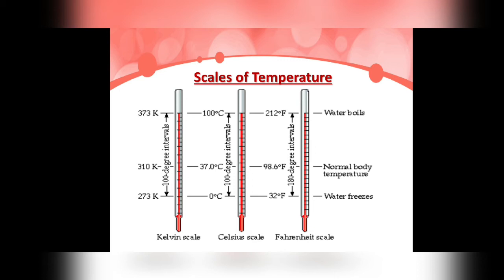Then the normal body temperature: if we are having a Kelvin scale thermometer, it will be 310 Kelvin, and if you have a Celsius scale, it will be 37 degrees Celsius. The thermometers that you use at your home, the clinical thermometers, have the Fahrenheit scale. And the normal body temperature in the Fahrenheit scale is 98.6 degrees Fahrenheit, right?